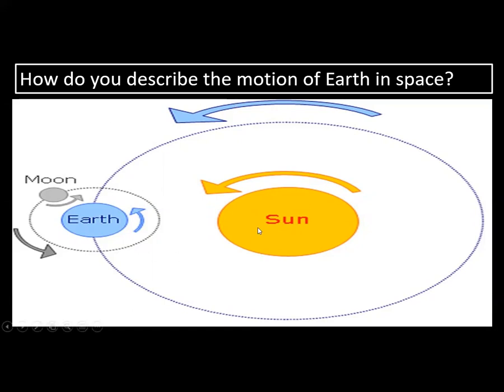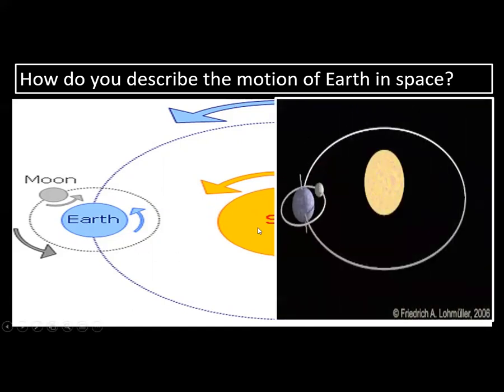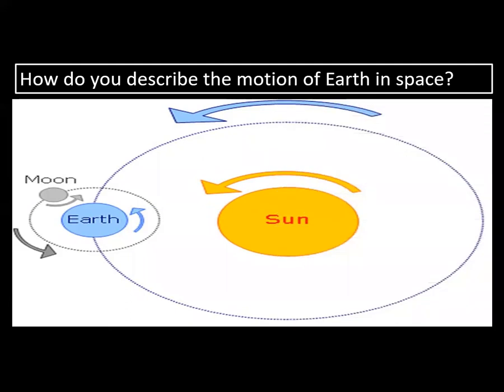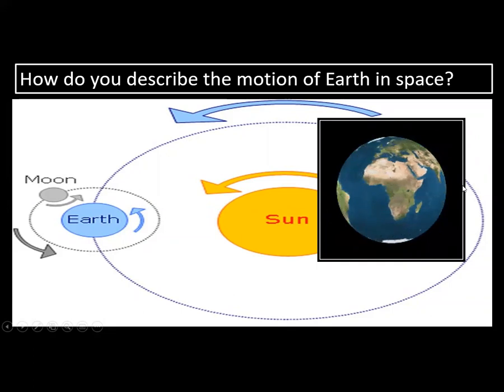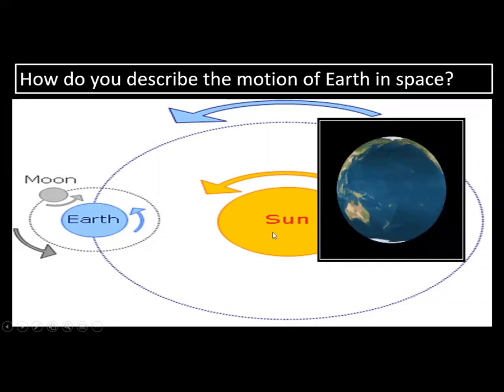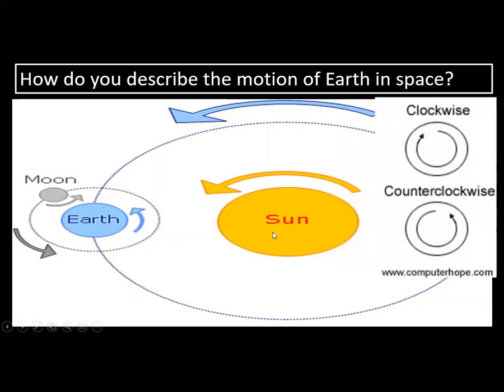See, the spinning and the orbiting, it's all counterclockwise. See the spinning of Earth from the west going to the east. That is counterclockwise. Counterclockwise is this direction.